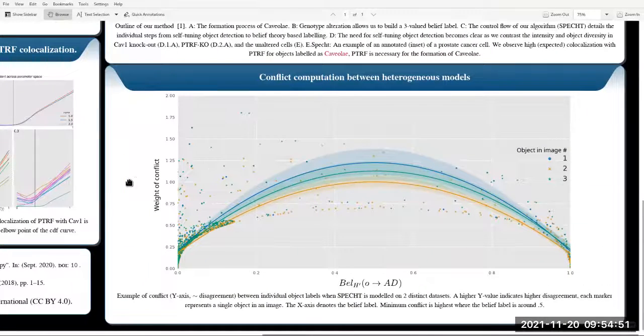Finally, we're also capable of recording conflict. That is, if you have a model computed on different data sets, our model is able to tell you how much of a conflict there is between the labels that are being computed.